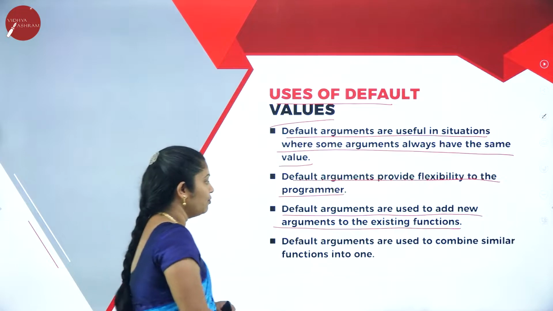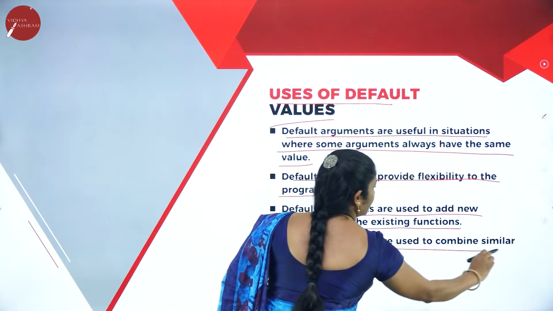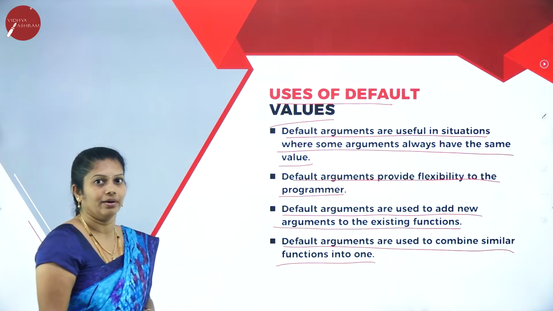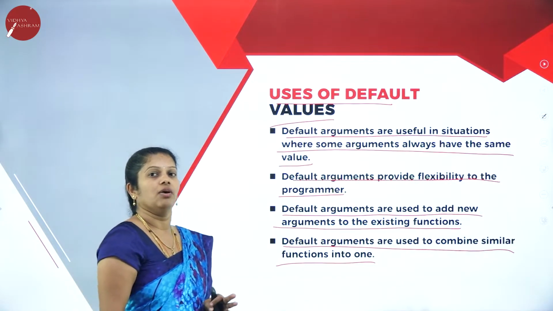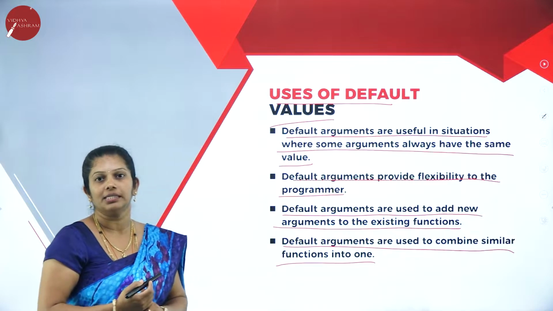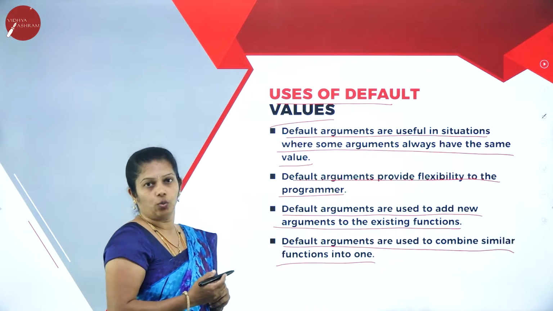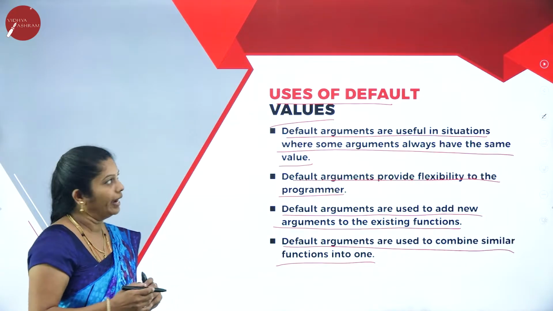And when we come to default arguments, they are used to combine similar functions into one type here. Similar types of functions' values can be combined and it will generate a single result here. These are the major uses of default values, especially default arguments.